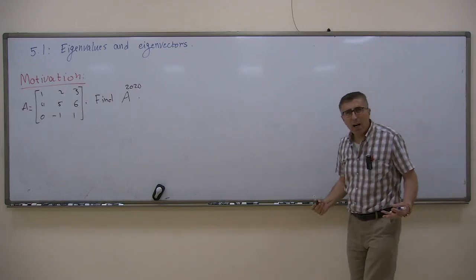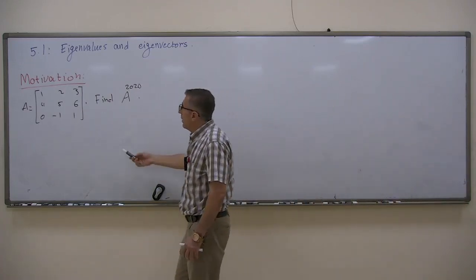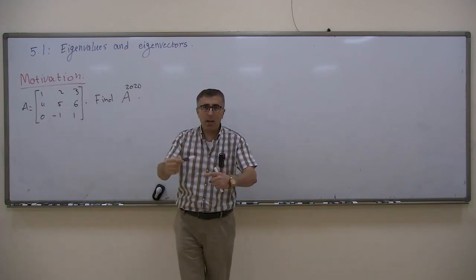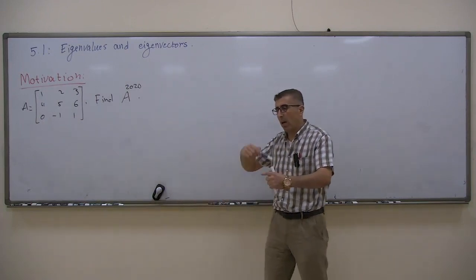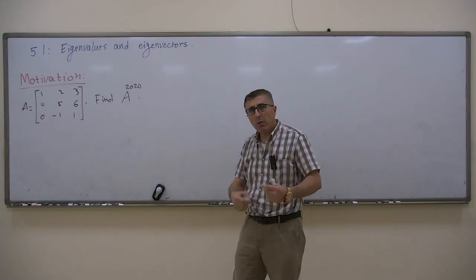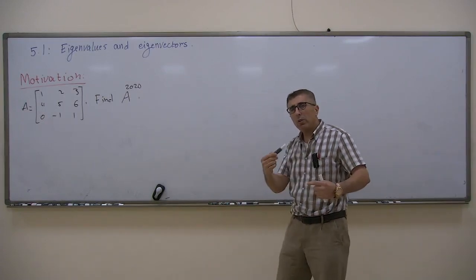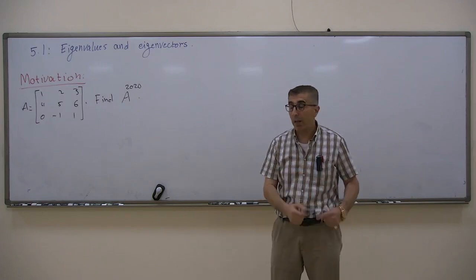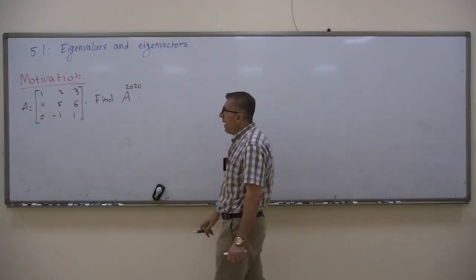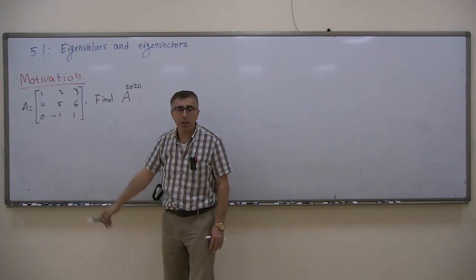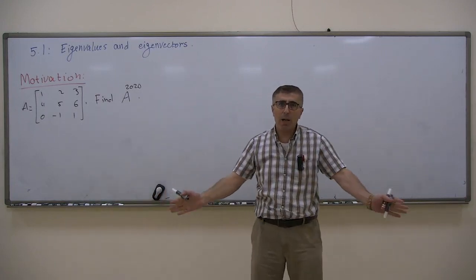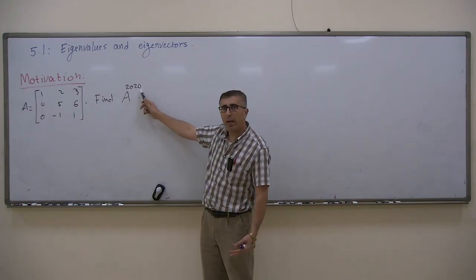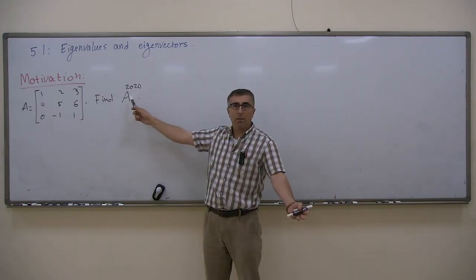Well, think about how much computation you need to do. And this is just a 3 by 3 matrix. You need to multiply A by A, then by A another time, by A another time. So even if you use your calculator or your computer, that is a lot of computation here. Okay? Well, what if this matrix is not 3 by 3? What if it is 100 by 100? And we ask you here, find A exponent 1 million.